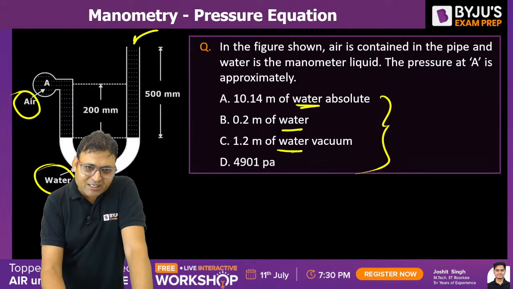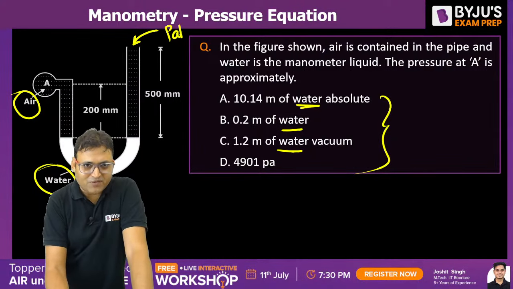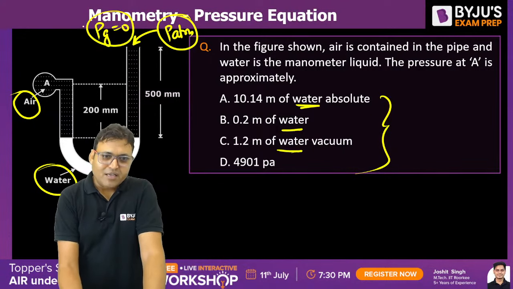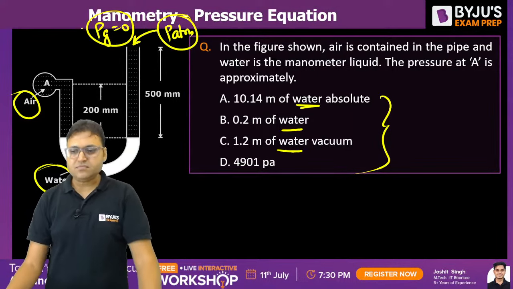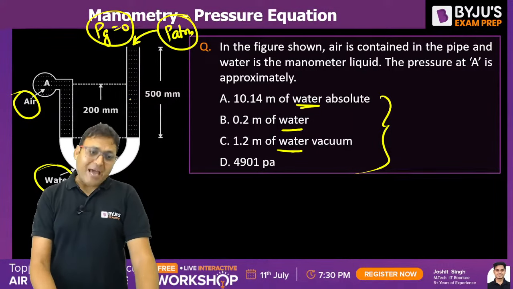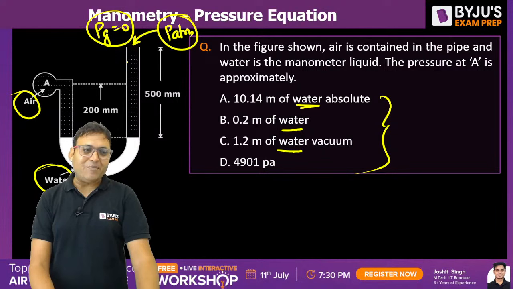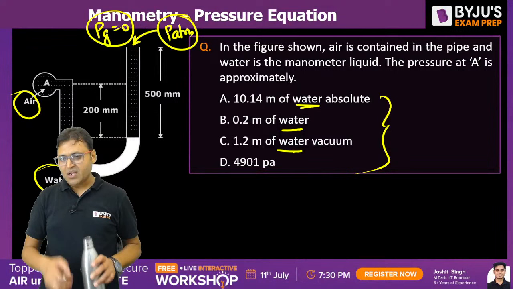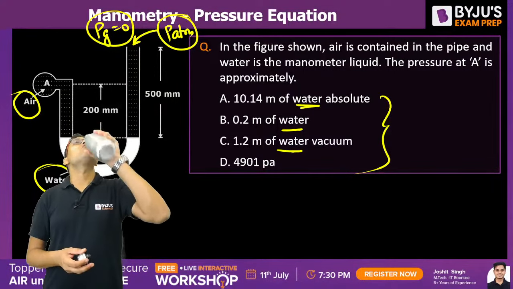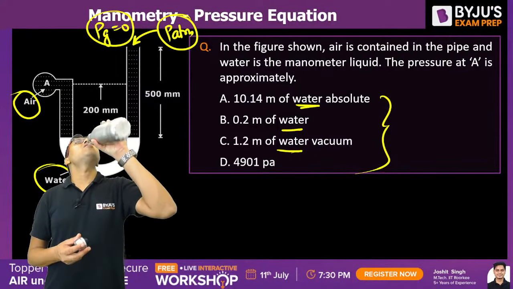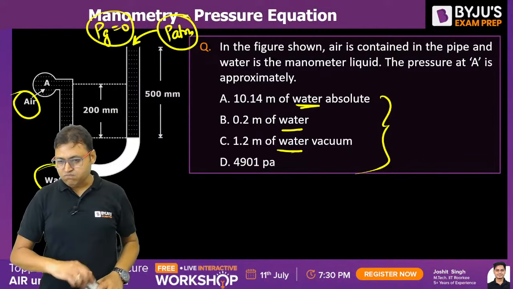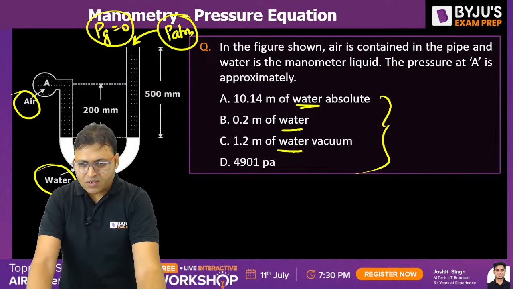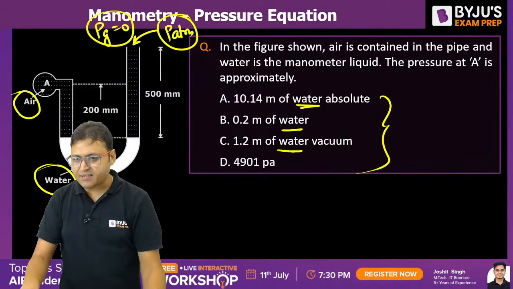Here the pressure is P atm. It is open to atmosphere. The pressure is P atm, or the gauge pressure is 0. The manometer is connected normal to the flow, so it will measure the static pressure of the liquid or air. It will measure the static pressure of air. I am waiting for your answer. Solve it quickly and do let me know the answer.